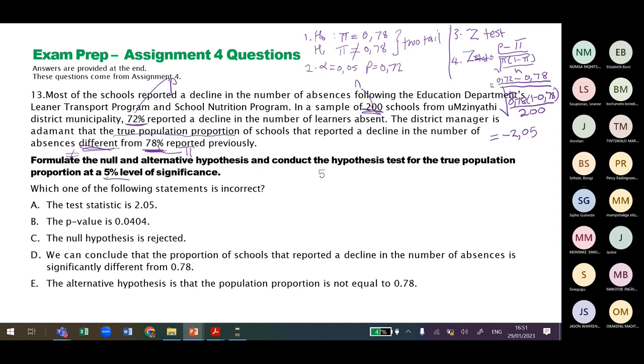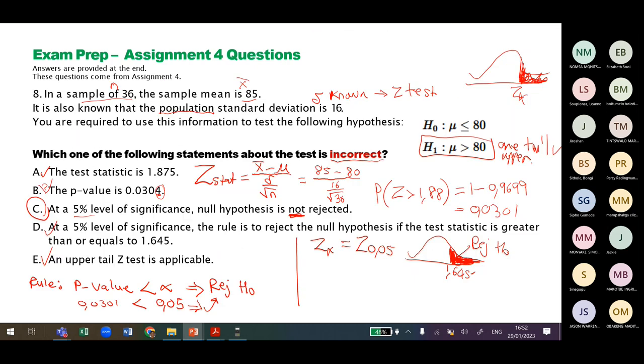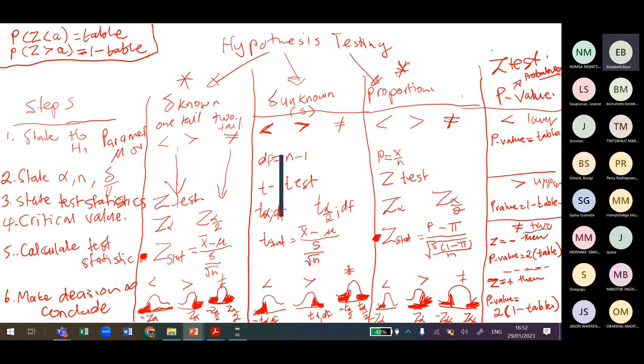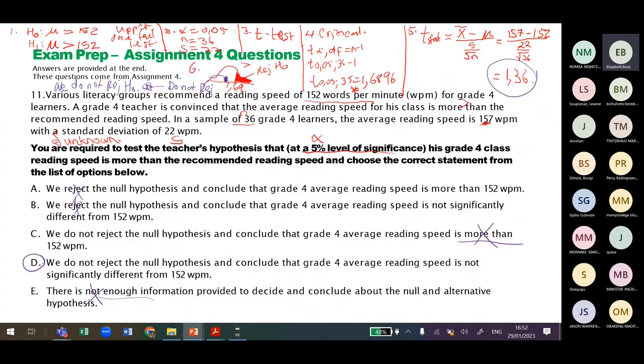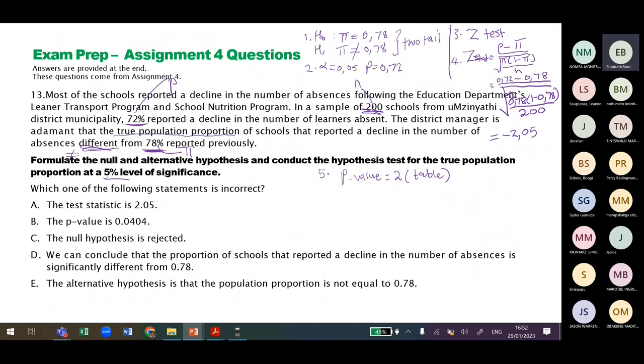Step number five, we need to go find the p-value. We're doing a two-tailed test. The p-value, based on the information we had previously, is 2 times the table value because my z test is negative. Let's confirm that. If we're doing a two-tailed test and your z value is negative, you just take 2 times the table value. That's what I told you previously. So I'm not lying to you, right? So it will be two times.